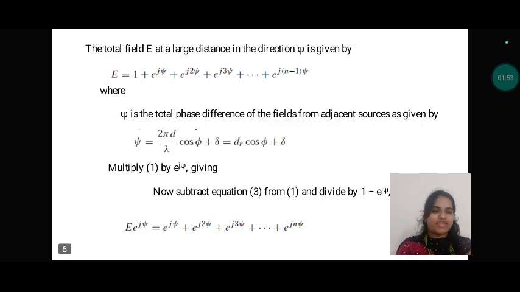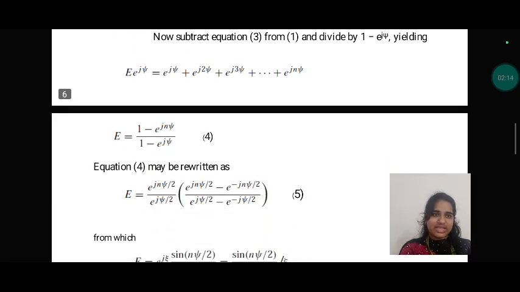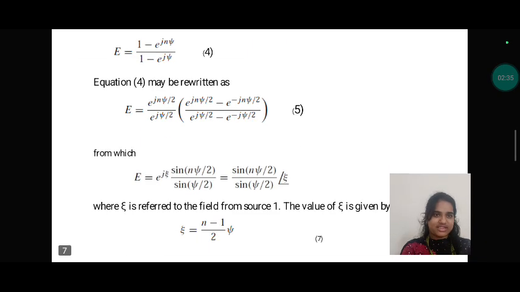difference of the fields from adjacent sources, given by psi = 2πd/λ cos φ + δ. Multiplying by e^(jψ) and subtracting the equations gives E = (1 - e^(jnψ)) / (1 - e^(jψ)). Equation 4 may be rewritten as E = e^(jnψ/2)(e^(jnψ/2) - e^(-jnψ/2)) / e^(jψ/2)(e^(jψ/2) - e^(-jψ/2)).